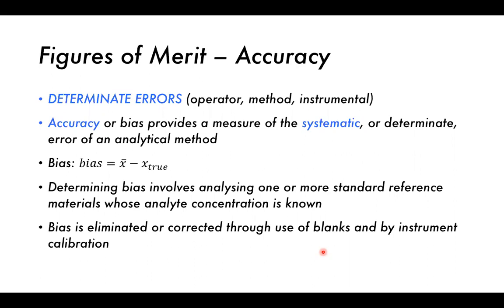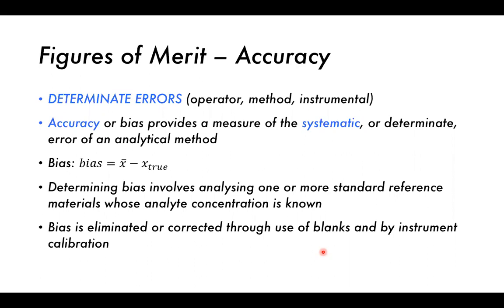The accuracy of a particular measurement can also be described as the bias, which provides a measure of the systematic or determinate error of an analytical method. Bias can be calculated as the difference between the mean of the sample and the true mean. Determining bias involves analyzing one or more standard reference materials whose analyte concentration is known.